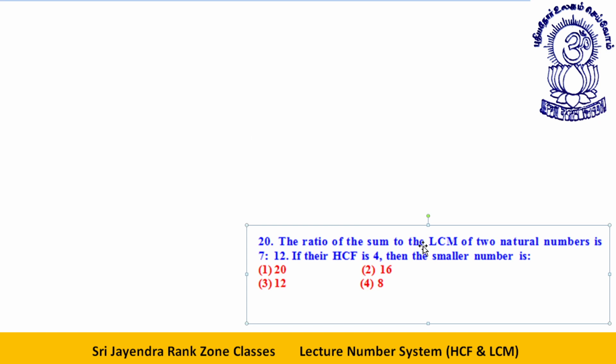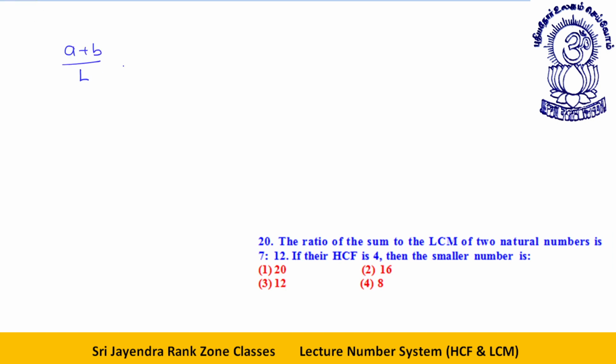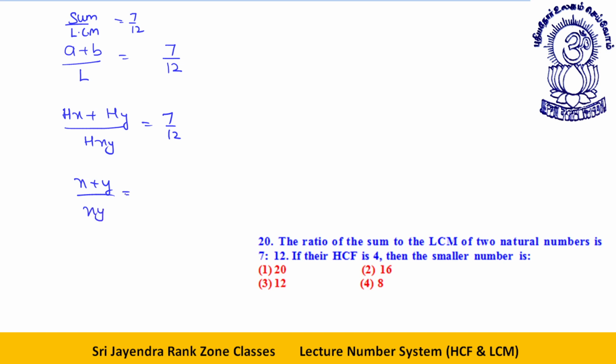The ratio of the sum to the LCM of two natural numbers is 7 is to 12. Look, A plus B upon L is given to us as 7 is to 12. What is A plus B? A plus B is Hx plus Hy. The ratio of sum upon LCM, if I take H common, it will be cancelled. X plus Y upon XY is equal to 7 by 12. You can very easily say this is 3 plus 4 over 3 into 4.